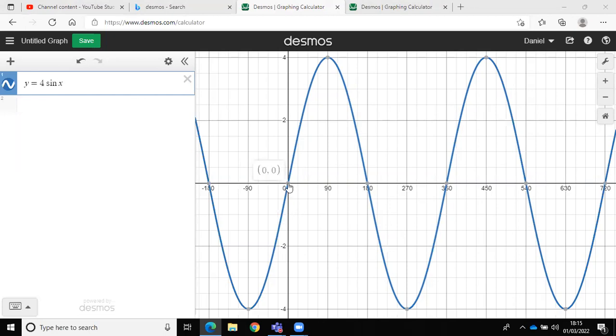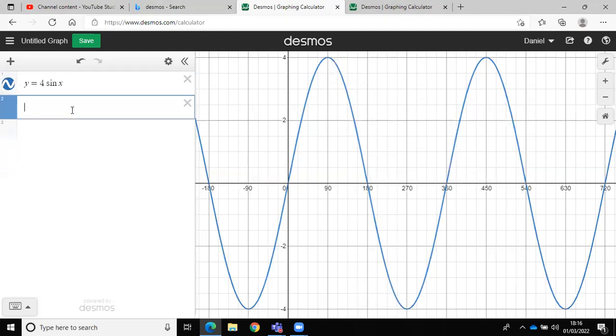Now the key milestones are the same. Start point is 0, 0. The maximum is still when x is equal to 90. It still cuts the x-axis at 180. It still hits a minimum at 270, and it still completes one full curve or one full wave when it hits 360. So we've not changed the milestones in regards to where it starts and finishes. All we've done is make that bigger.